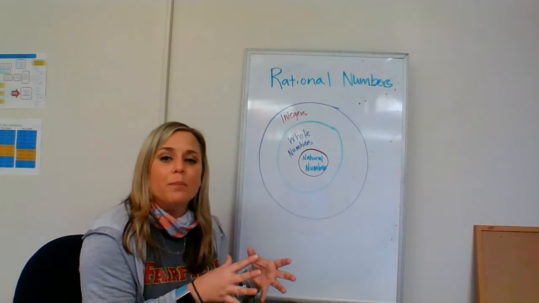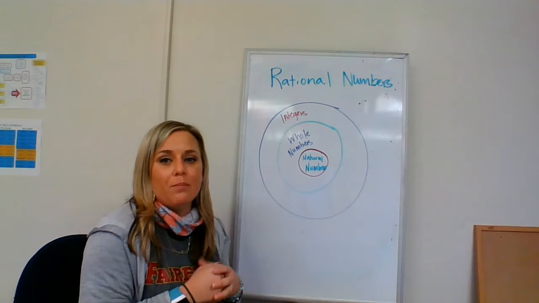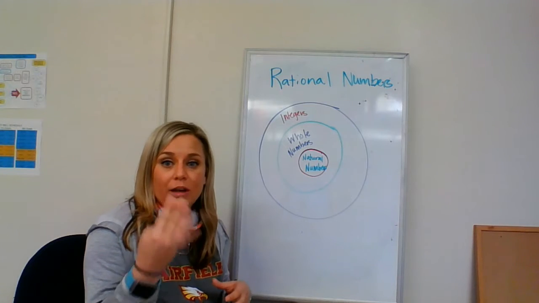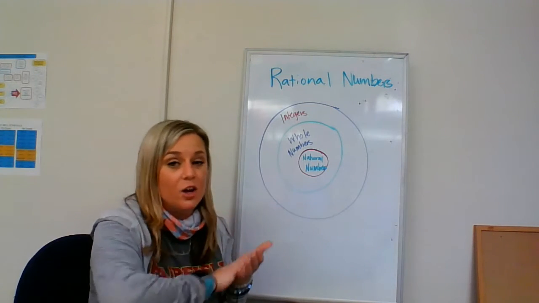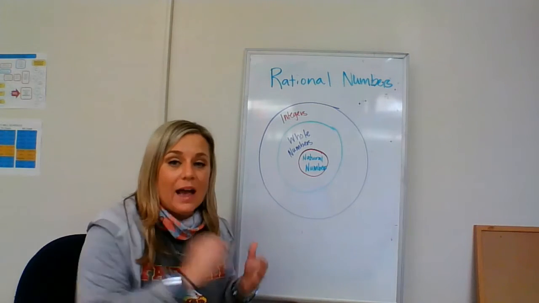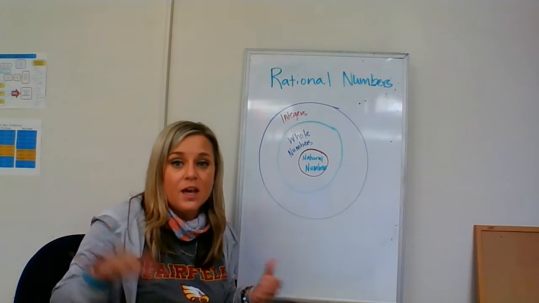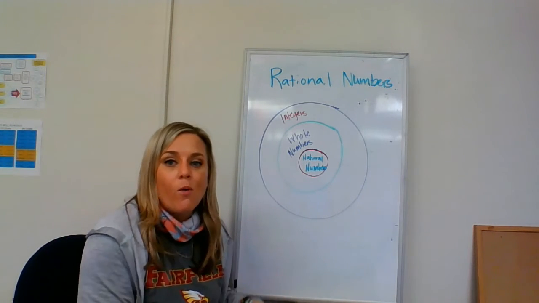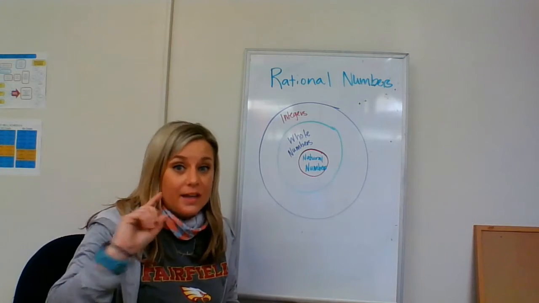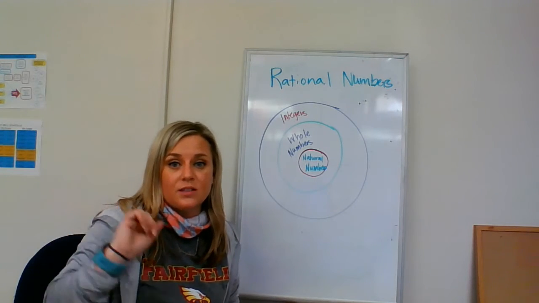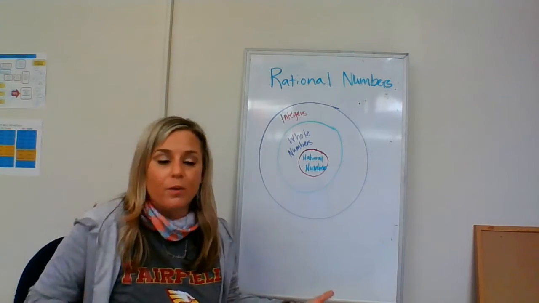So natural numbers are counting numbers, like 1, 2, 3, 4, 5, 6, 7, 8, 9, 10, and it goes on forever. Okay, so natural numbers start at 1, because we don't count 0. All right, so natural numbers are counting numbers. Okay, 1, 2, 3, 4, 5, 6, 7, 8, 9, 10, and it goes on forever.